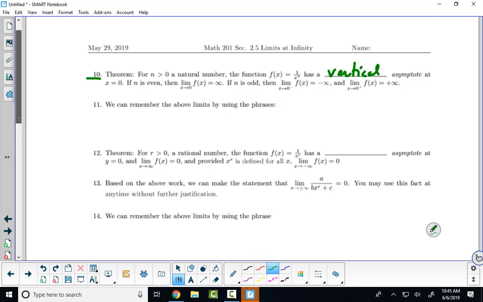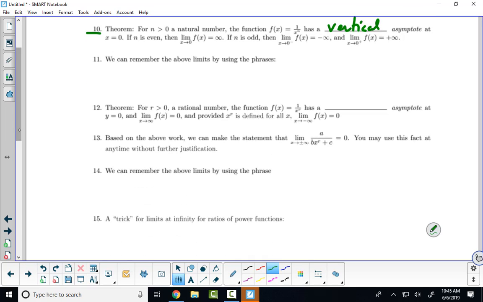Okay? As a reminder, we can remember these above limits by the phrase 1 over a small positive number approaches infinity, and 1 over a small negative number approaches negative infinity.